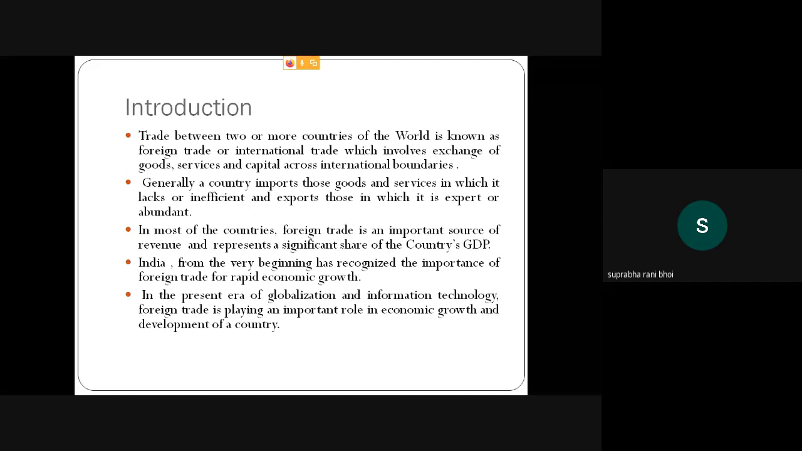In the present era of globalization and rising information technology, modernization, and huge technological development, foreign trade is playing an important role, not only in the economic growth and development of an economy, but also in raising the standard of living of the people, providing improved living conditions, and supporting a low cost production process.